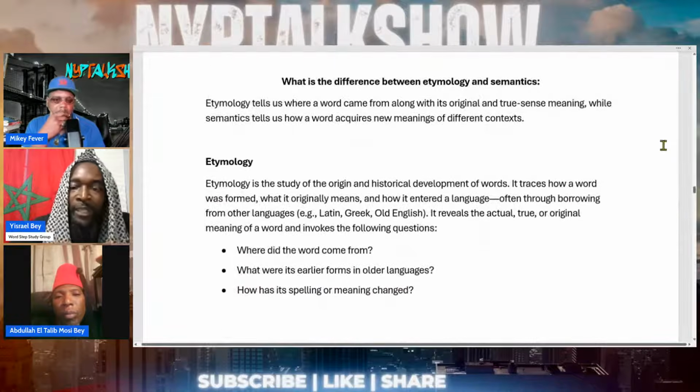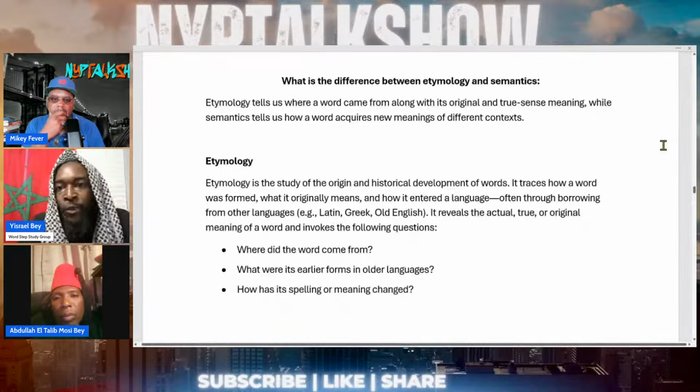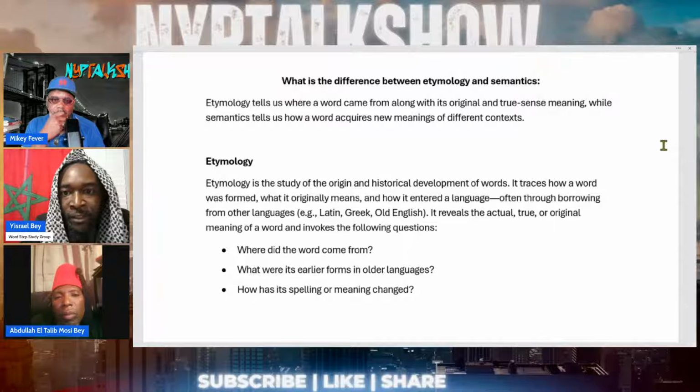So what is the difference between etymology and semantics? Etymology tells us where a word came from, along with its original and true sense meaning, while semantics tells us how a word acquires new meanings in different contexts.